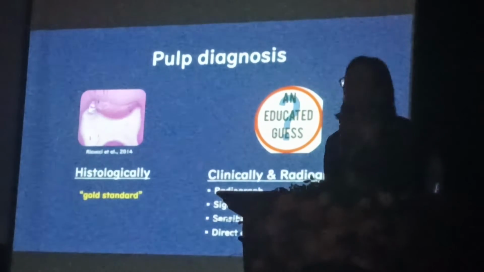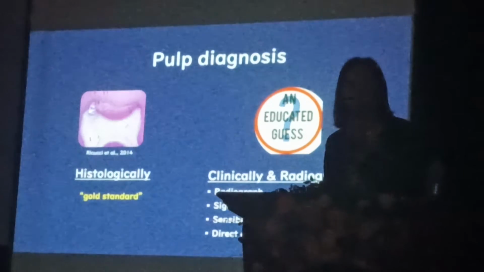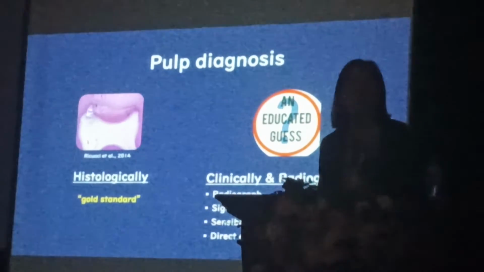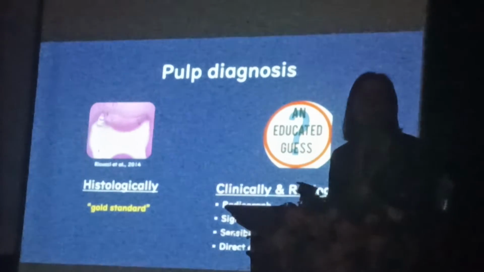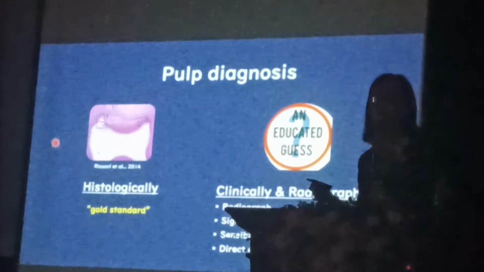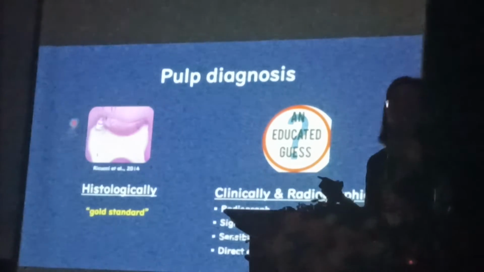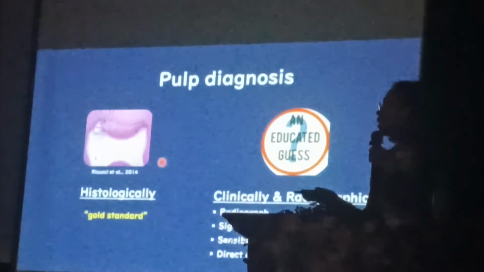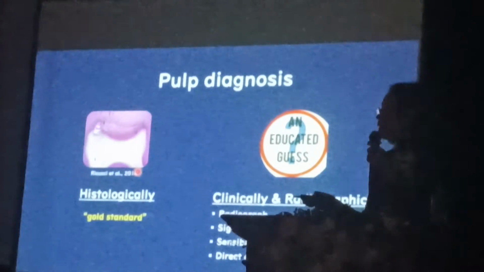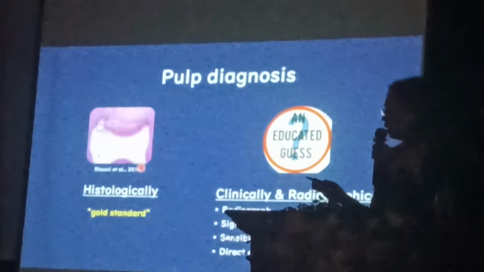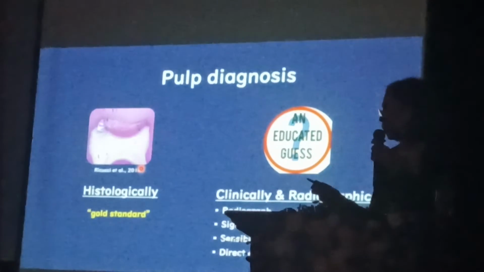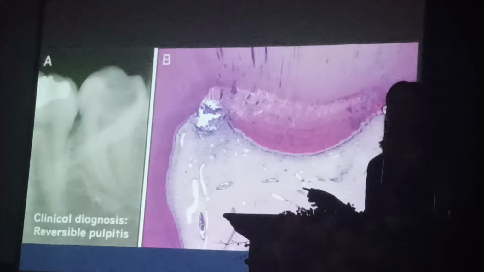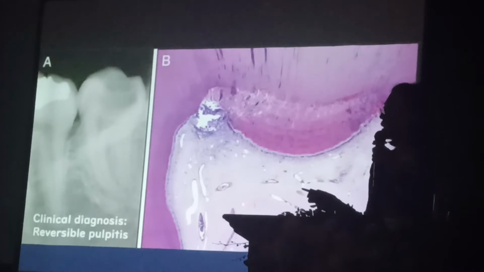Talking about diagnosis, histology is the best, the gold standard, but you cannot do that because you have to extract the tooth and do histological evaluation to determine the level of inflammation and infection. But what we are doing right now is clinical and radiographic determination. Like I said earlier, this is just something that we practically use. But let's look at the histology picture from a study.